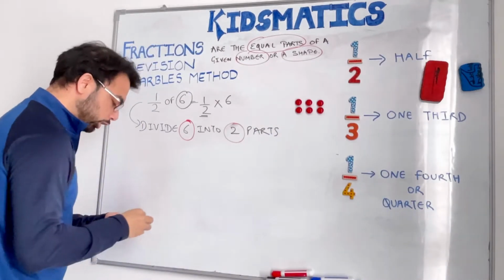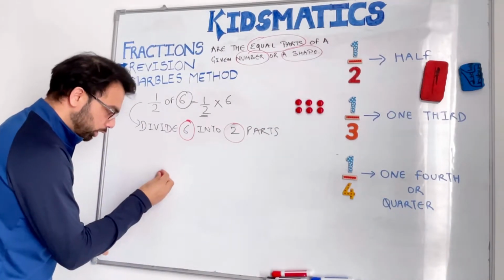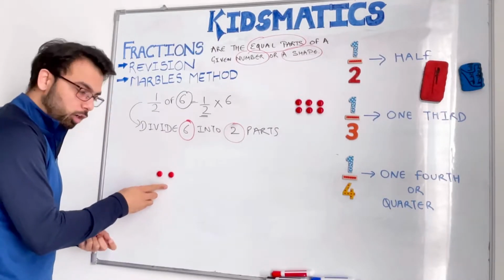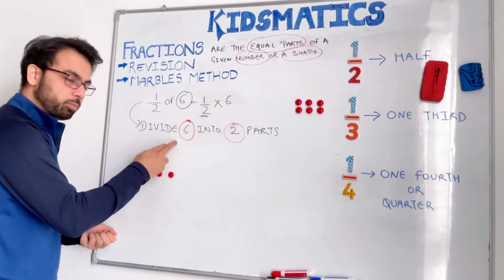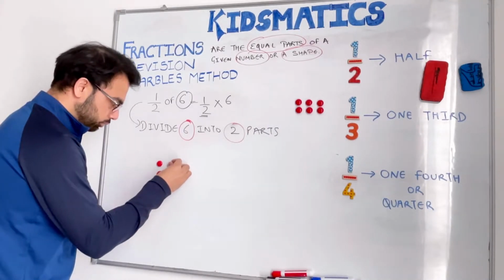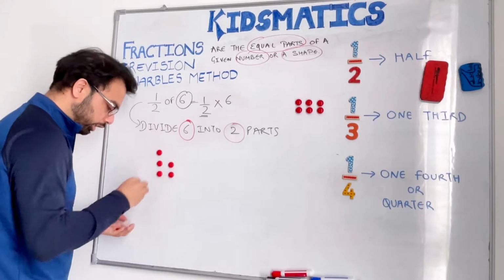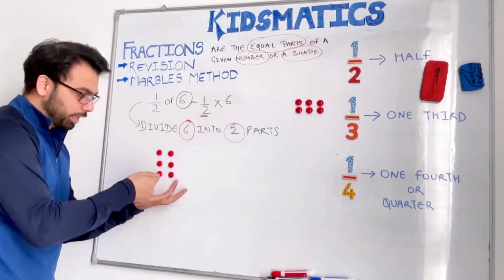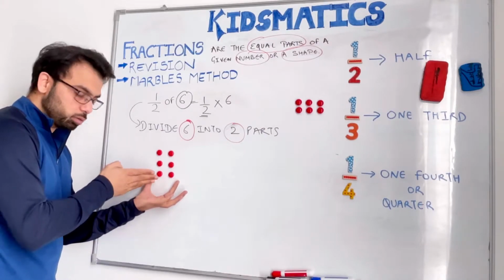So we have to divide into two parts, and the two parts should be equal parts. Let me put the two marbles over here. Now I have 6 marbles in total, so I'll keep adding the marbles on top of them until I'm done with all the marbles. That's it. Now I have 6 marbles, and I have divided the 6 marbles into two parts.